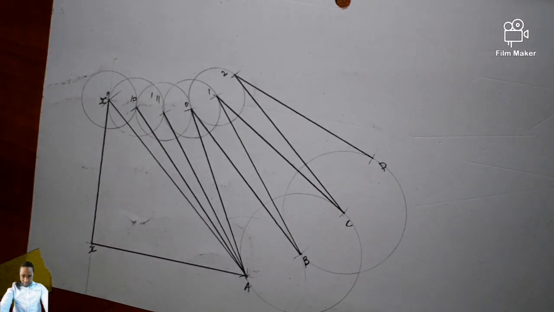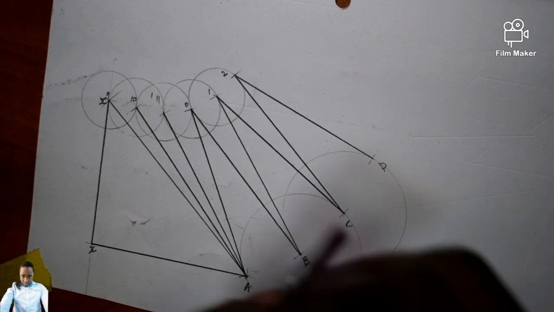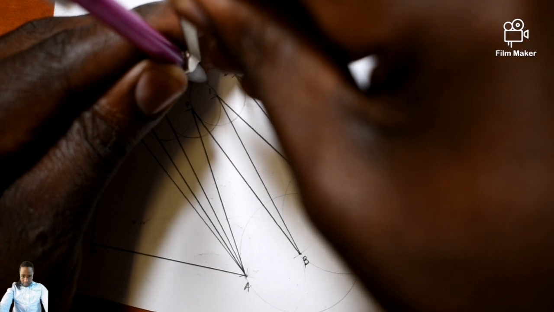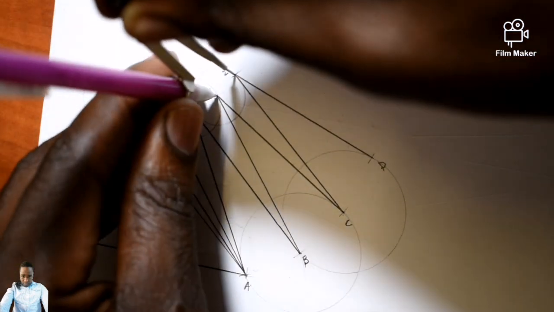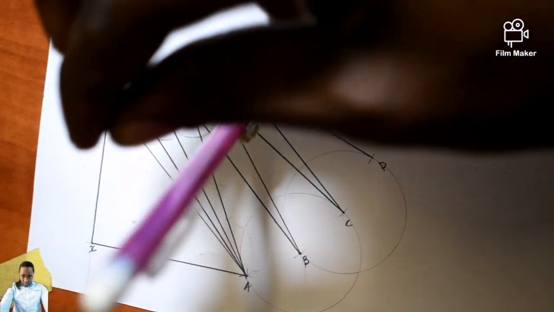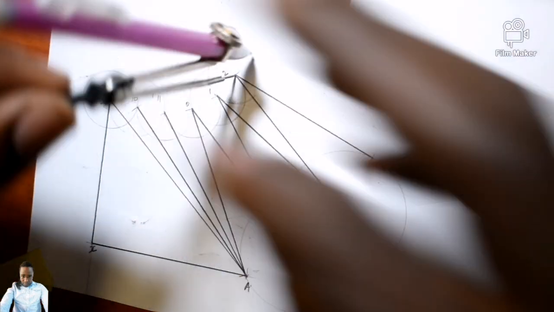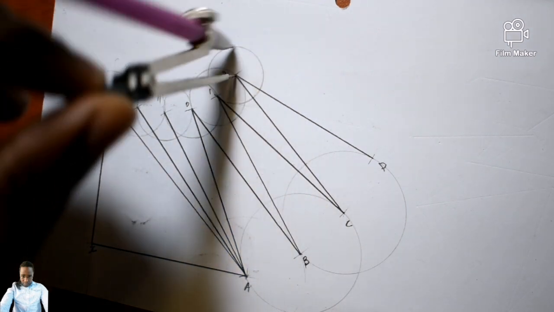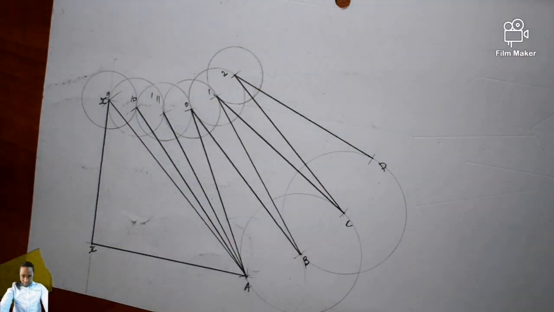So now to get point 3, I can place my drawing compass at 2. Place it. Further extend it to point 1. This is it. There you go. So I'm looking for point 3 along this arc.